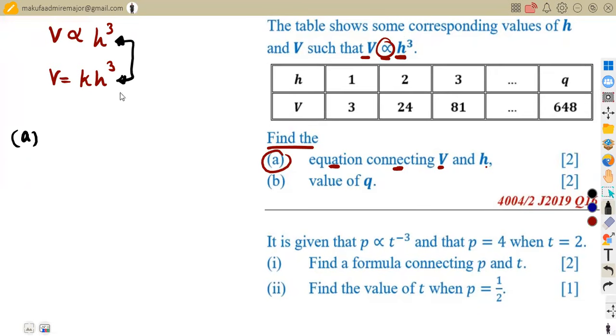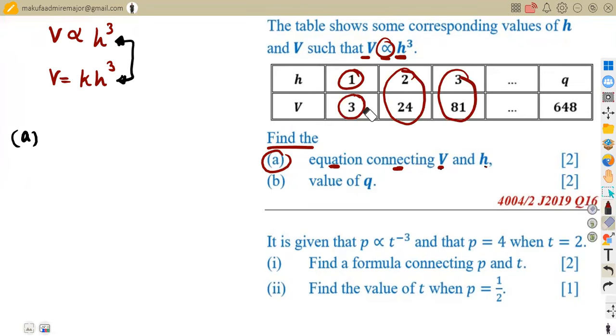We have to introduce the constant. Now the question is to find the equation connecting v and h. This one is connecting v, h, and a constant. So you have to find k. How do you find k? Here you are given corresponding values of h and v throughout.